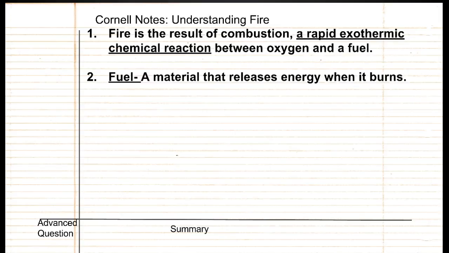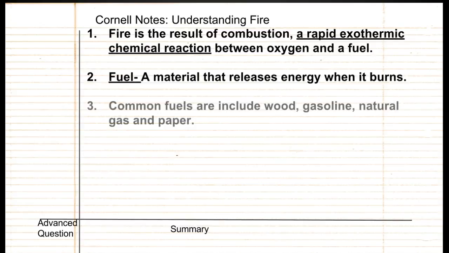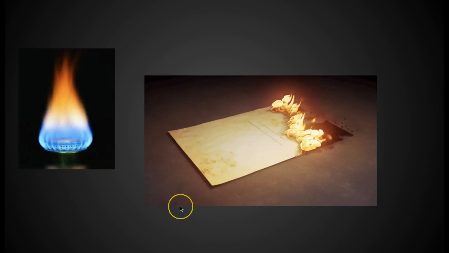Okay, moving on to three. So common fuels, like I just mentioned, are wood, gasoline, natural gas, and paper. A lot of these are called carbon-based. For example, gasoline and natural gas are all carbon-based. They have carbon in them. And when they go through that chemical reaction, they release that energy that we see as fire.